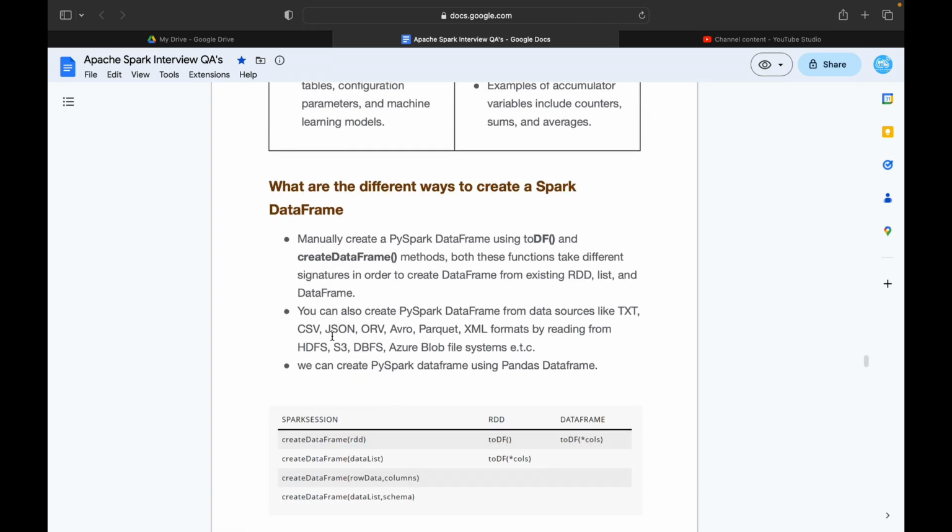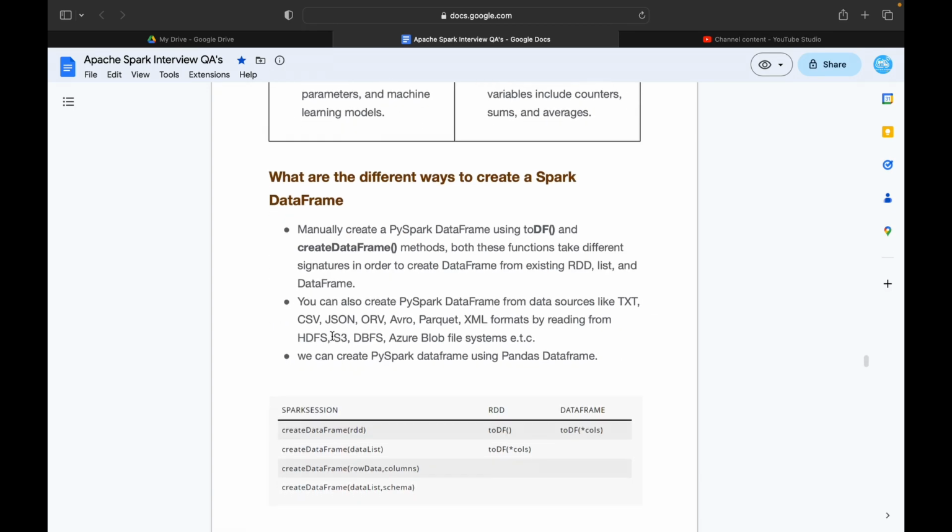And the next question is, what are the different ways to create a Spark data frame? After initializing the Spark session, you can use the createDataFrame method to create a Spark data frame, or you can use the toDF method to create a Spark data frame from an RDD, a list, and a pandas data frame as well. You can also create a PySpark data frame from data sources like CSV files, JSON files, ORC files, Avro files, Parquet files, and XML files. And also if you read data from sources like HDFS, S3, DBFS, and cloud storage.